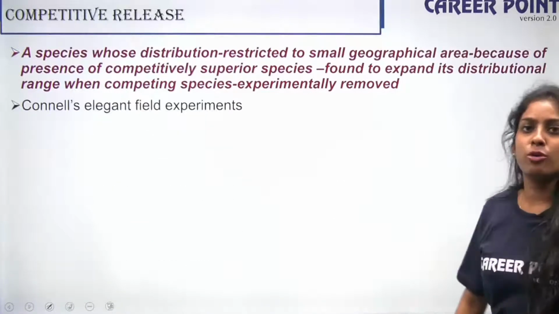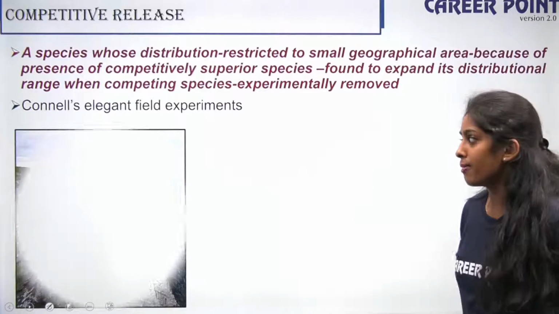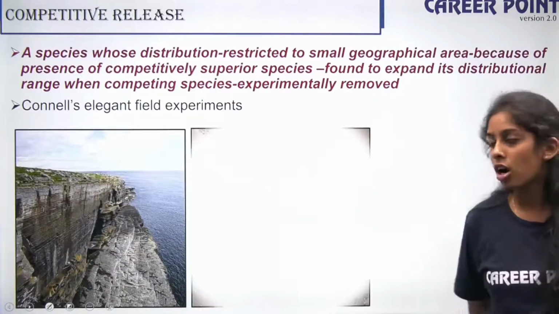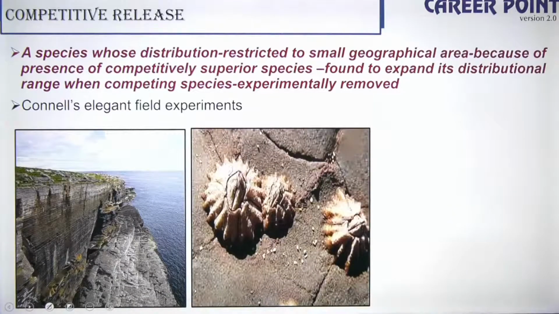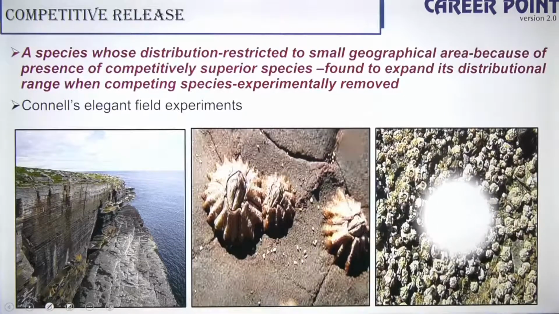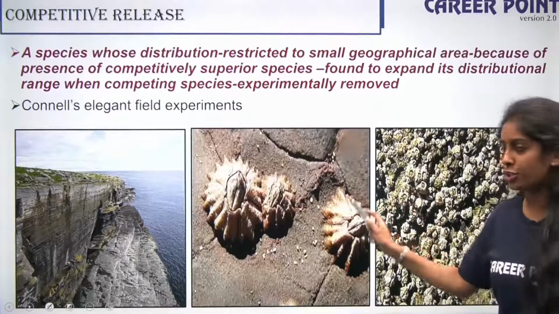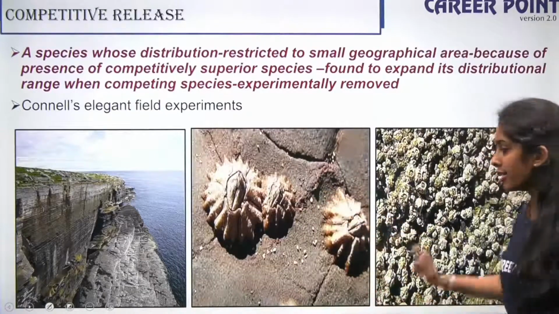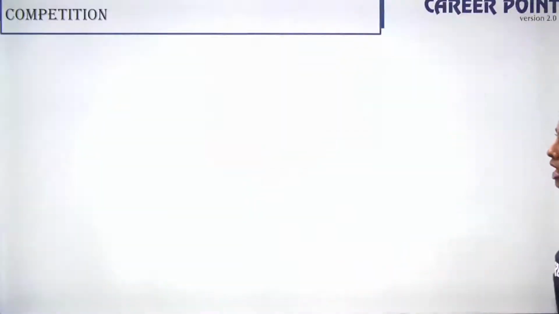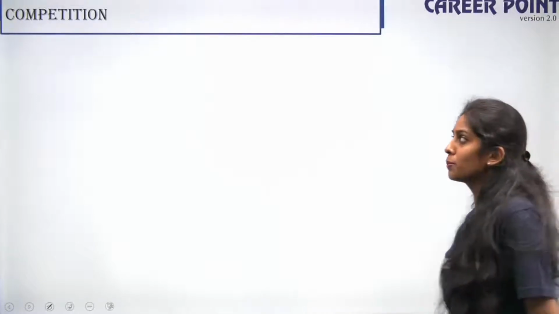So we spoke about Connell's field experiment on the Scotland rock, where we spoke about barnacles. You had two types of barnacles, where it is competitive release. One outcompetes the other, so when it is eliminated, the other can survive happily. Barnacles are small arthropod-like animals.